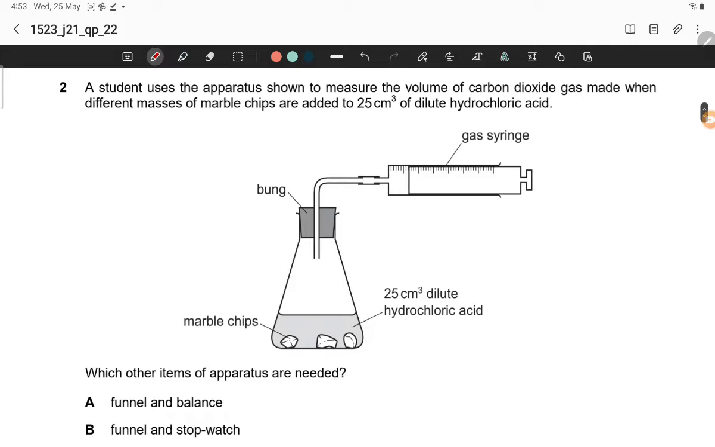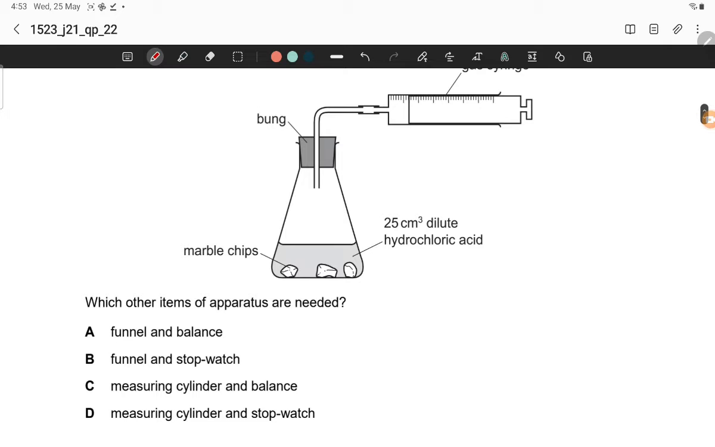B is also incorrect. C option is the correct option. A student uses the apparatus shown to measure the volume of carbon dioxide gas made when different masses of marble chips are added to 25 cubic centimeters of dilute hydrochloric acid. So this is the gas syringe, marble chips, and 25 cubic centimeters of dilute acid. Which other items of the apparatus are needed?